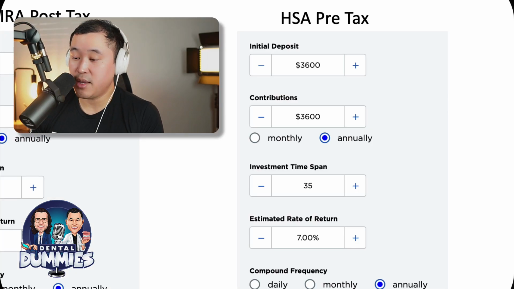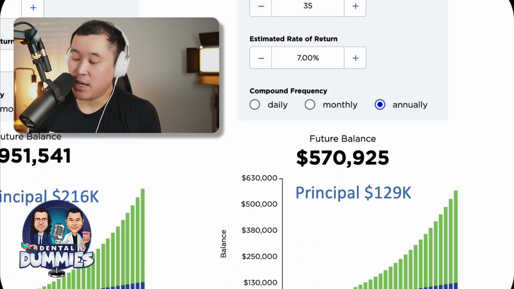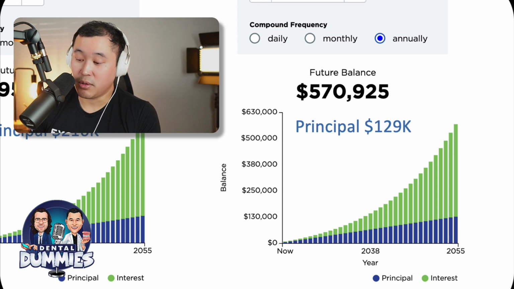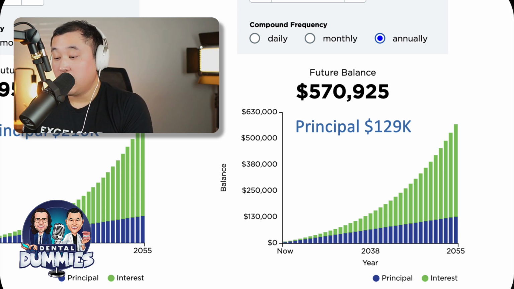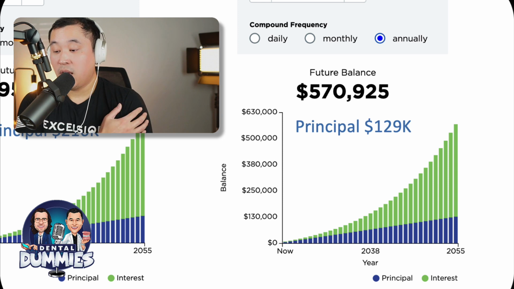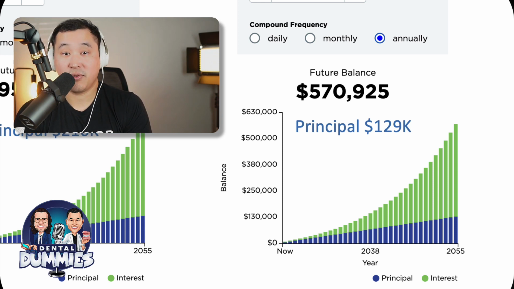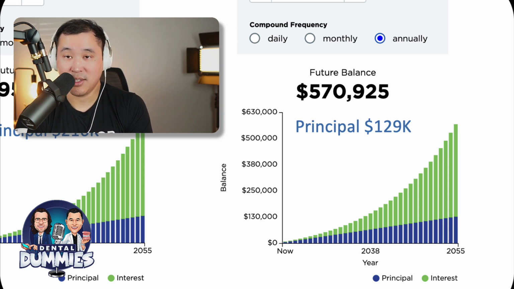HSA, maximize at $3,600 a year, 35 years, 7% return. Again, principal balance, $129,000. You keep this up from when you're 30 years old to 65. You can do whatever you want with this, more or less. You can withdraw nearly $500,000 tax-free for health expenses, or you can take some of this towards your health expenses and reimbursements and take the rest out and treat it as taxable income. It's an extension of your 401k.